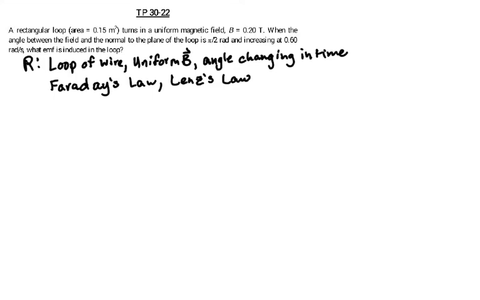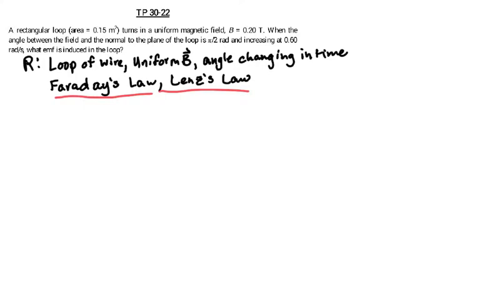And that changing in time piece is really important because that should give us a clue that if we have magnetic fields and currents and loops, and something is changing in time, then we are most certainly going to have something to do with Faraday's law and Lenz's law. And once we get to the physics step, we'll see which equation those are and how to apply them.